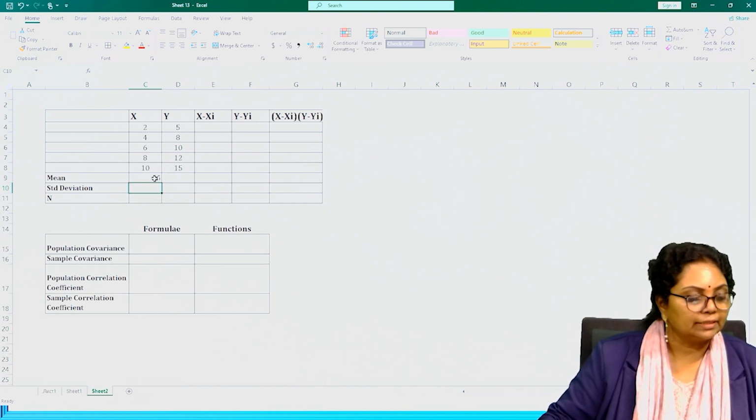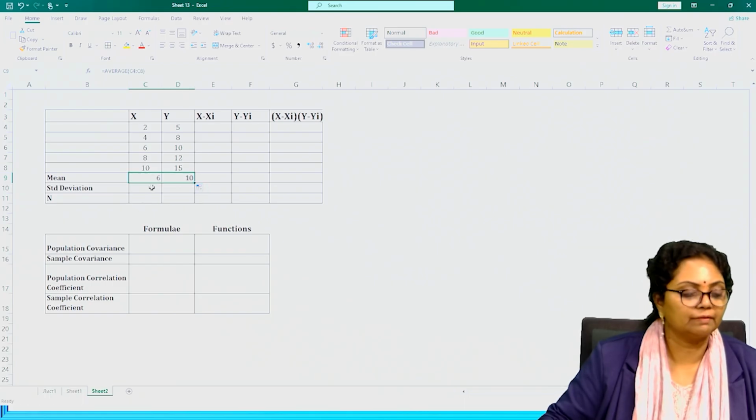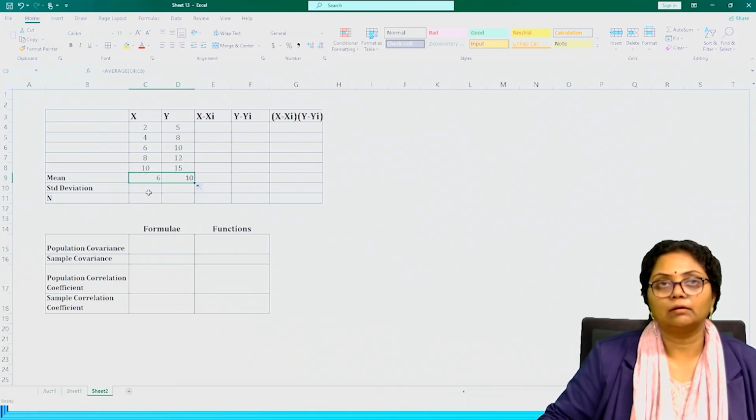Similarly, let us do the same for y. We need not redo it for the y observations; we can simply drag this across to the observations under y. Here the mean for the observations under the y variable is 10.